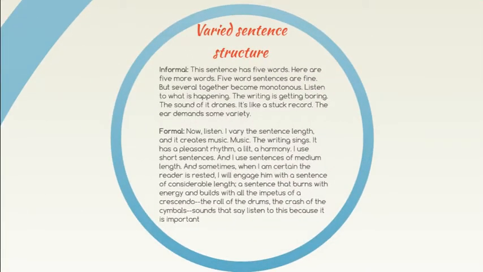Varied sentence structure. Here's an example of informal. This sentence has 5 words. Here are 5 more words. 5-word sentences are fine, but several together become monotonous. Listen to what is happening. The writing is getting boring. The sound of it drones. It's like a stuck record. The ear demands some variety. Here it would be if you were to write it formally.